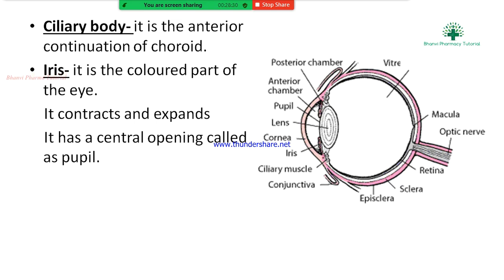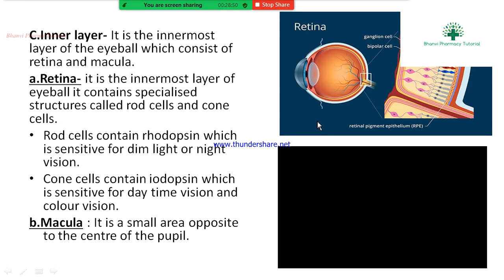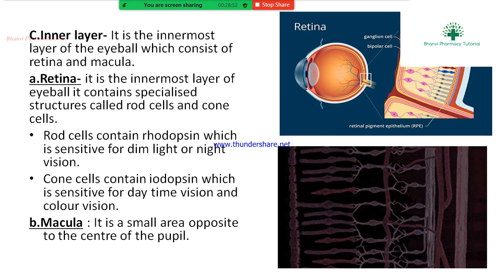It has a central opening called the pupil. You see the diagram, this area is the pupil. This is the pupil.